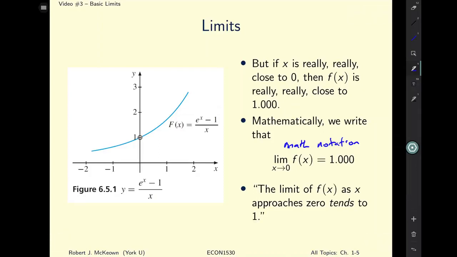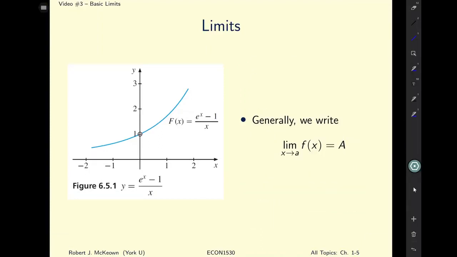So looking at the math notation, the limit of f of x as x approaches 0 tends to 1. There's an equal sign there. It's tempting. I want to say it equals 1. But to be perfectly accurate, it tends to 1.